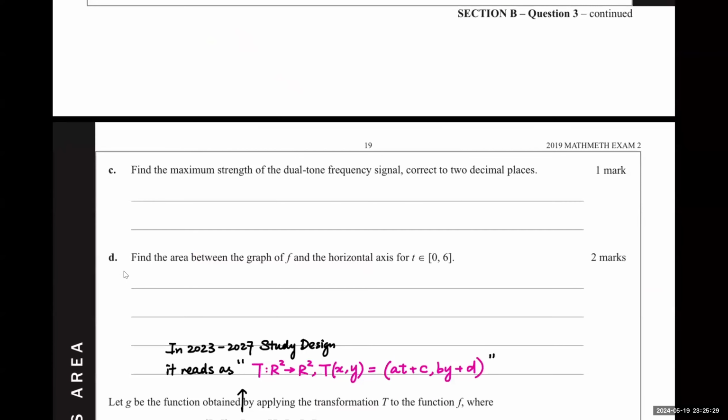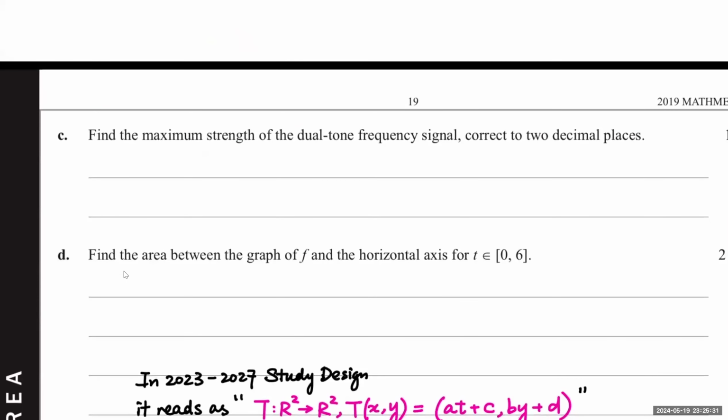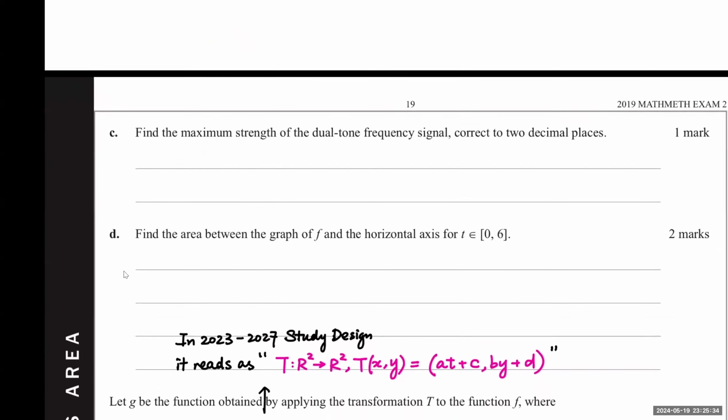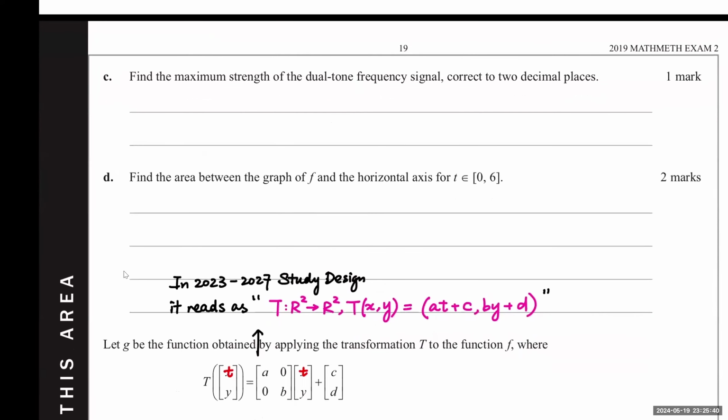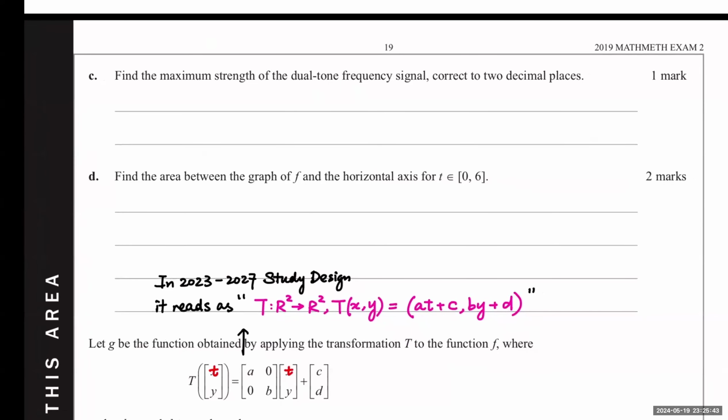Okay, find the maximum strength of the duotone frequency signal corrected to decimal places, and then find the area between the graph of f and the horizontal axis for t between 0 and 6. So I'll talk through part C and part D together, and also I will use some integration stuff later.